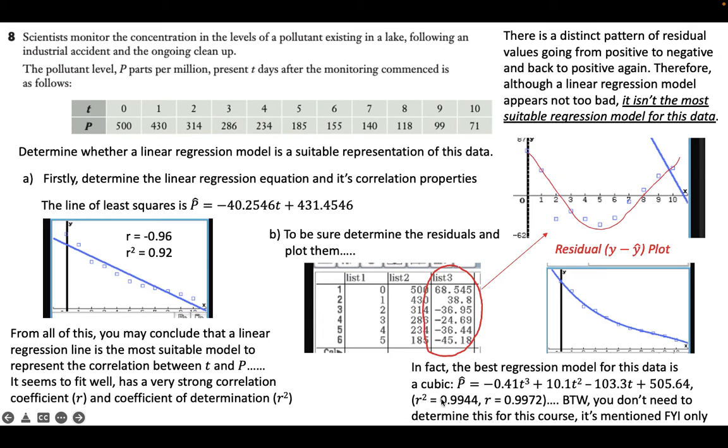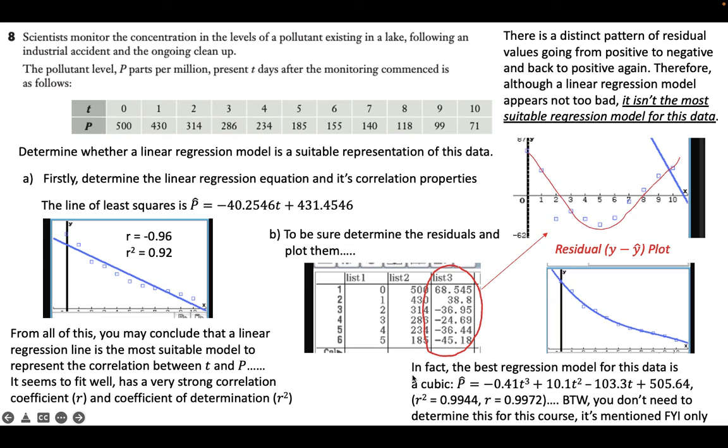And you can see here that if you run this as a model in your ClassPad, you end up with an R squared and an R value of nearly almost 1. All right, so very, very close to a perfect correlation. Okay, so much, much stronger than what we have here. Even though the linear representation is not bad, this is the more suitable model.